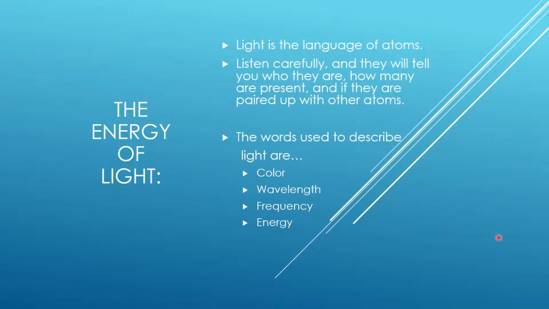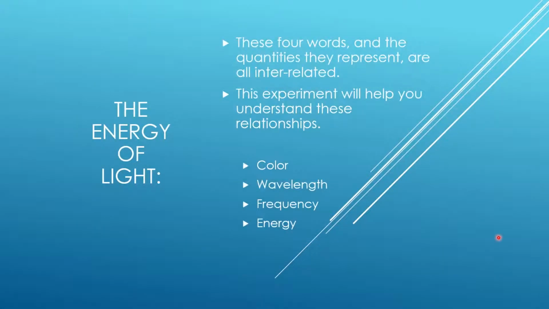Light is the language of atoms. Listen carefully and they will tell you who they are, how many are present, and if they're paired up with other atoms. The words used to describe light are color, wavelength, frequency, and energy. These four words and the quantities they represent are all interrelated. This experiment will help you understand these relationships.